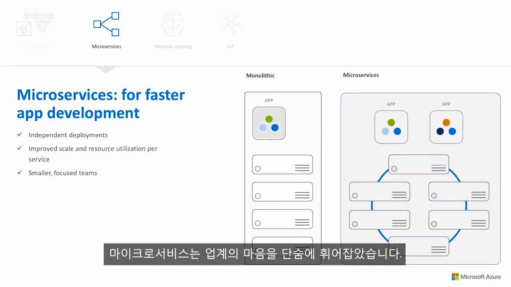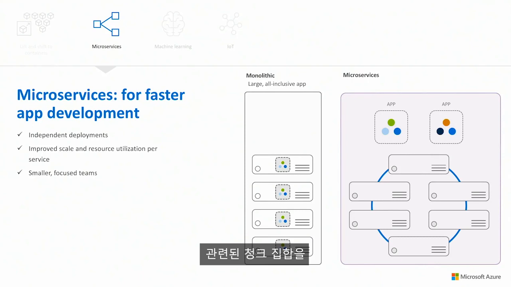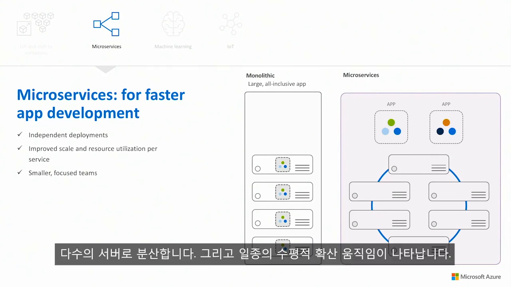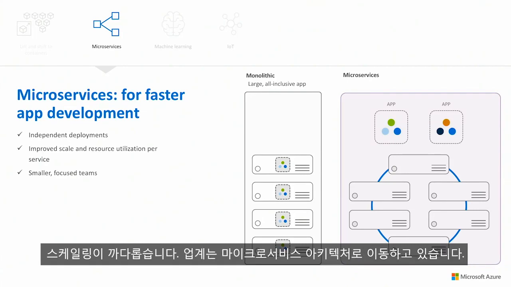Now, microservices are taking the industry by storm here. If you take a look at a monolithic application, this is basically just taking an app and spreading a set of related chunks across a number of servers, and you're trying to get to some horizontal scale motion. This is tricky to scale. It's tricky to scale from a technical standpoint, and it's tricky to scale from a people standpoint.